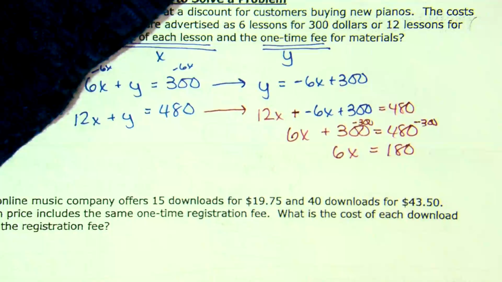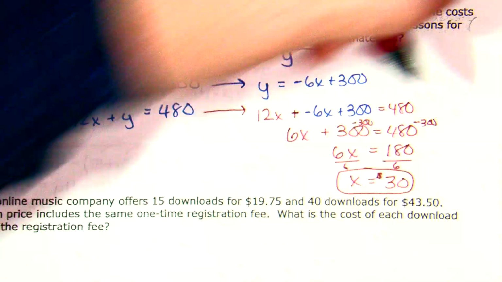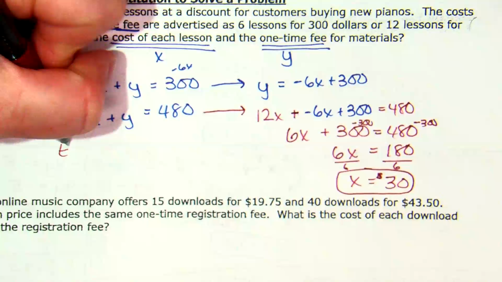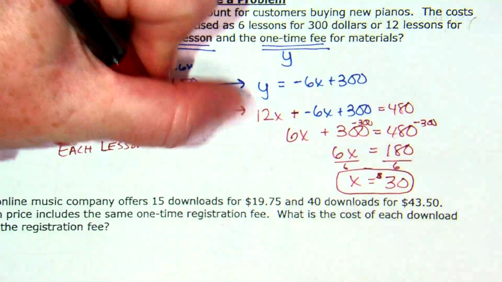30. Officially 30 what? Dollars. And what is $30? Okay, because it's x, and we called x my lessons, then I know that each lesson is $30.